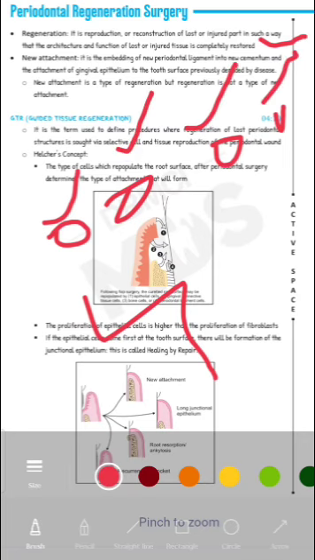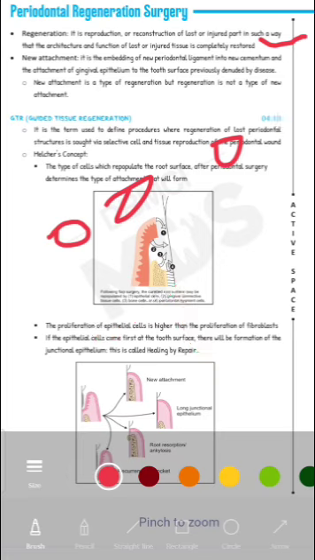So, as the definition says, it is a term used to define procedures where regeneration of lost periodontal structures is sought via selective cell and tissue repopulation of the periodontal wound. So it's completely based upon Melcher's concept. Whoever reaches the root first decides the final healing. Okay. So what happens if each cell reaches first?